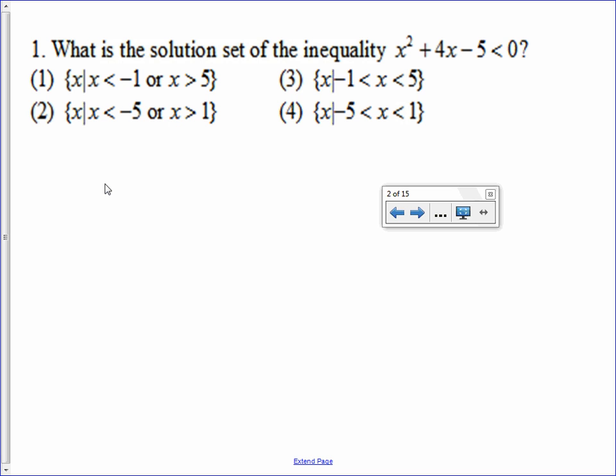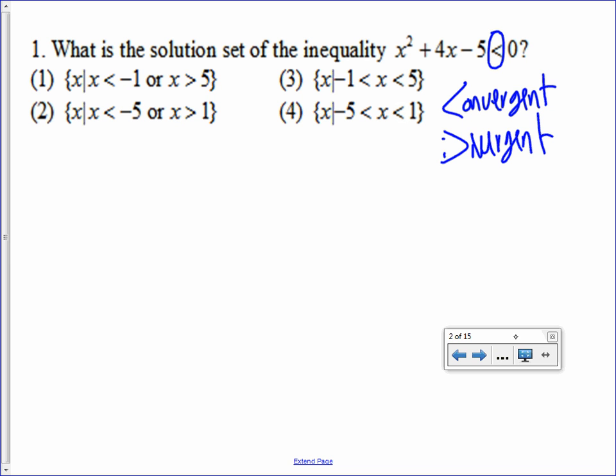Inequality. First things first, I look at the type of inequality it is. If it's less than, it's convergent. If it's greater than, it's divergent. So right off the bat, I can eliminate the divergent solutions. Now I'm going to pretend it's a regular equation, and I'm going to solve it as an equation.